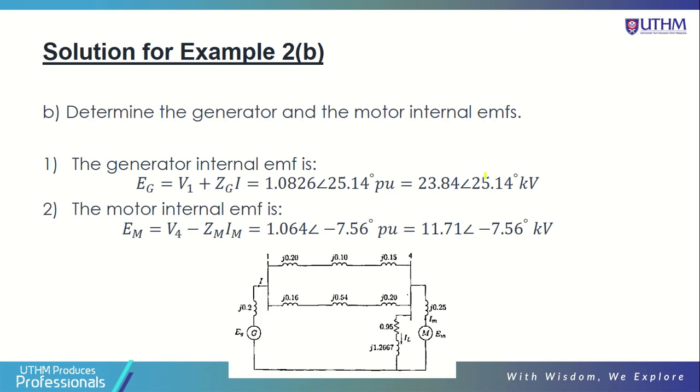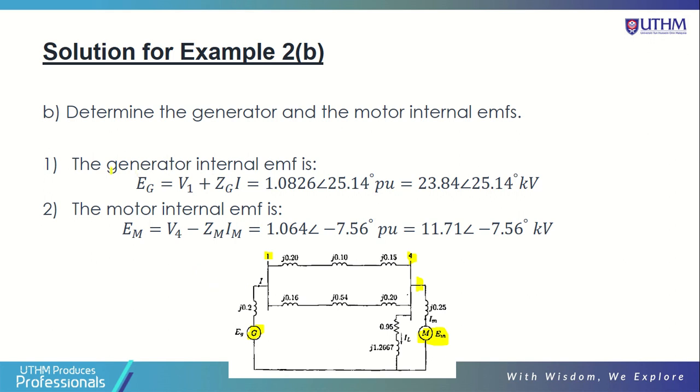Okay, next question, 2B. Determine the generator and the motor internal EMF. Where is the internal EMF? This is the internal EMF of the generator, and this is the internal EMF of the motor. Now you have V1, you have V4, you have the current and so on. So you can determine this EG and EM by using the Kirchhoff voltage law.